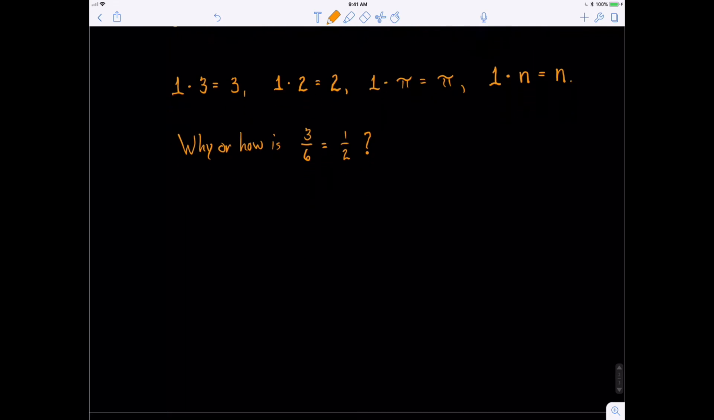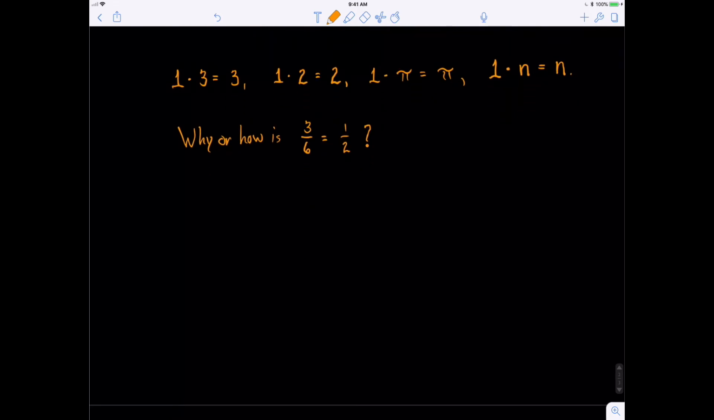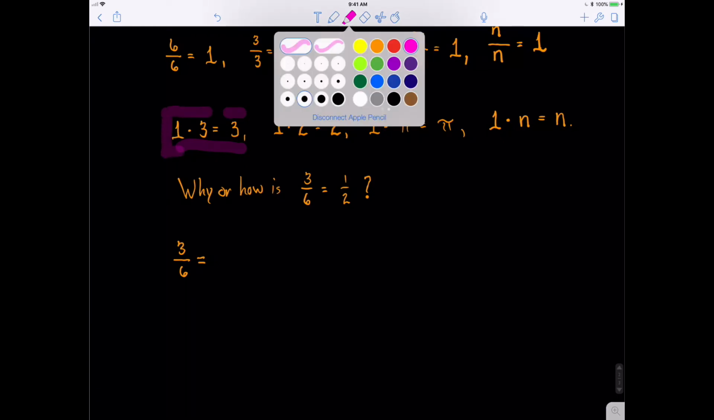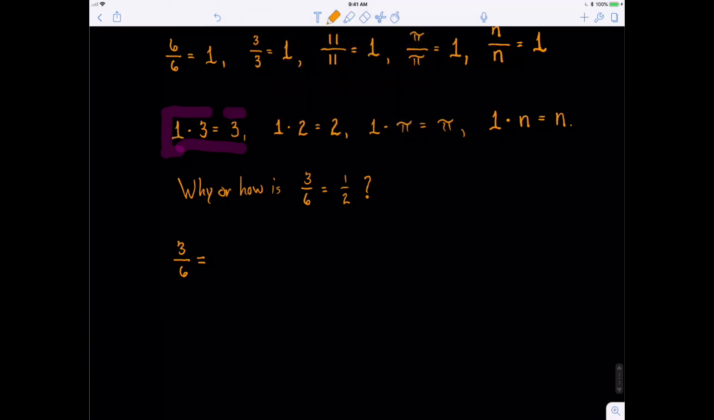So here we go. I'm going to take the number right there. Let's take 3 divided by 6. I'm going to write equals. Well, notice that right up above, I said that 3 is equal to 3 times 1. Let's take advantage of this. I'm going to write that 3 as 3 times 1. And I happen to know that 6 is the same as 3 times 2.